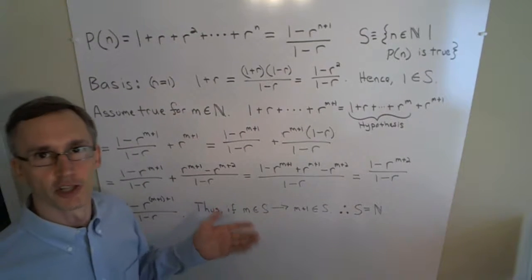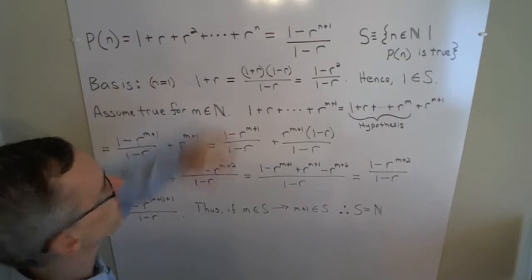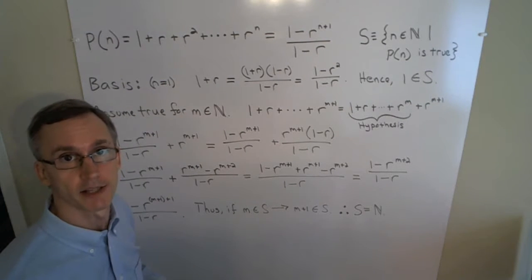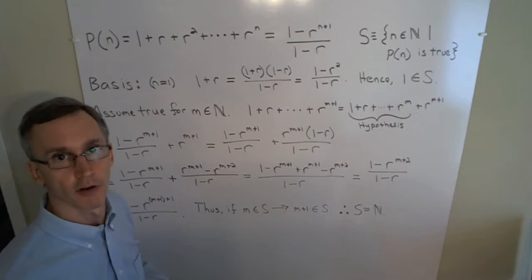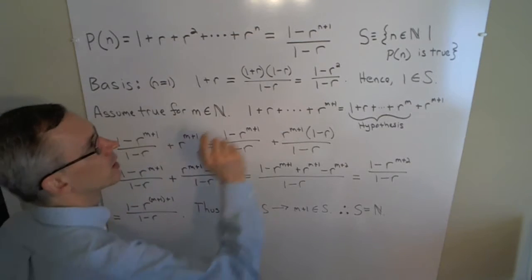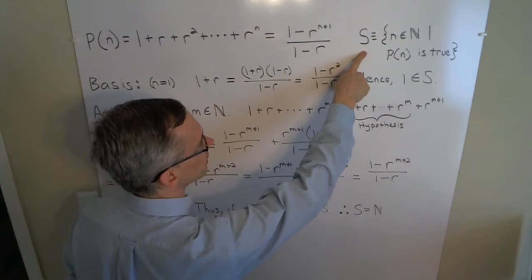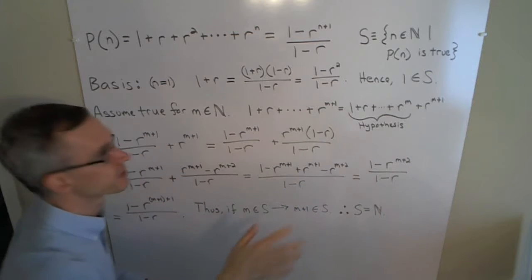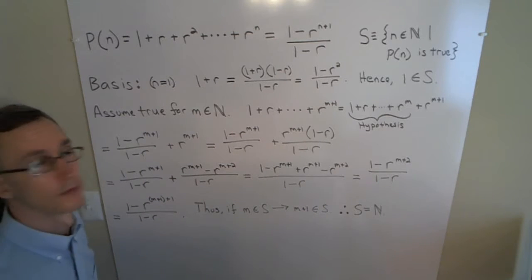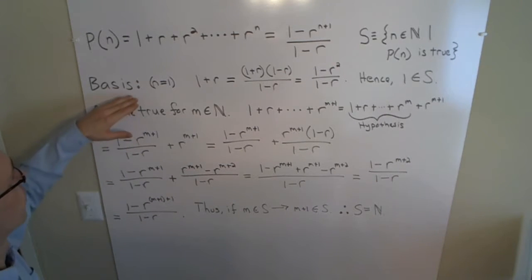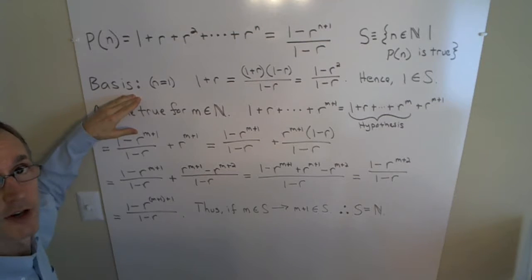In this proof, we show by induction that the sum of the first n powers of r is equal to 1 minus r to the n plus 1 over 1 minus r. We define the set S to be the set of all natural numbers for which the proposition is true. As with all inductive proofs, we begin by establishing the basis for induction.